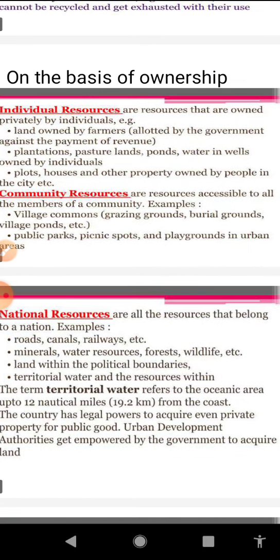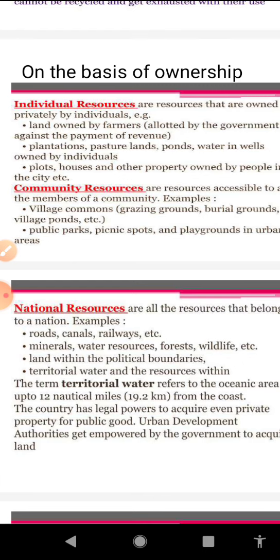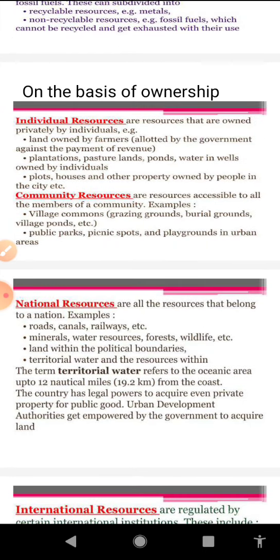Another classification is on the basis of ownership. On the basis of ownership, resources can be individual resources, the resources which are owned privately by an individual. Such resources can be termed as individual resources. You can take the example of plots of land, houses, and your parents may be having cars. These are some examples of individual resources.